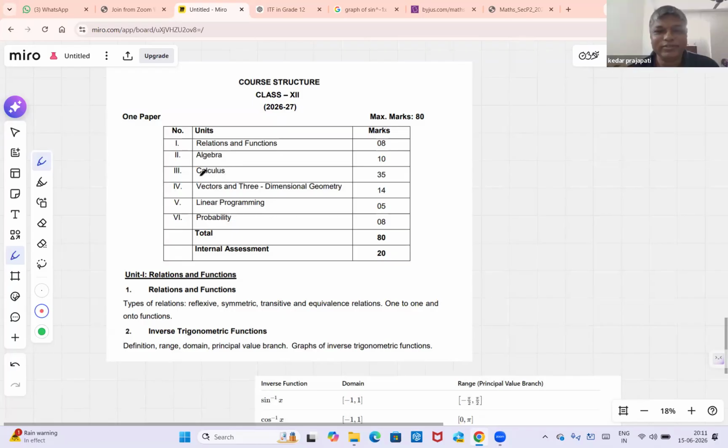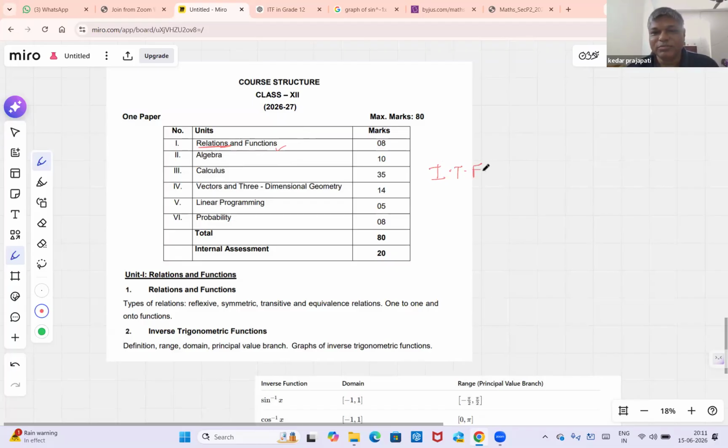So what we will do is, relations is very easy. Okay. So I will start with functions. What I will do is we'll start with ITF, inverse trigonometric functions.